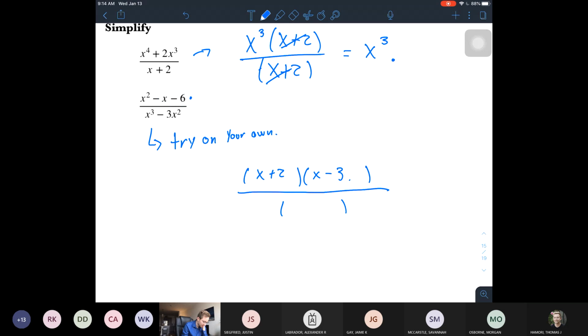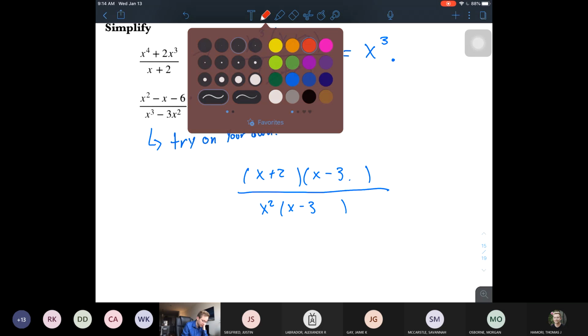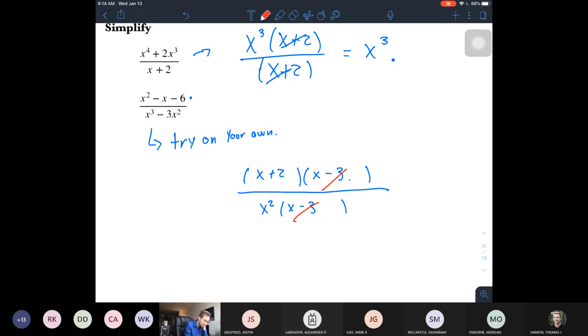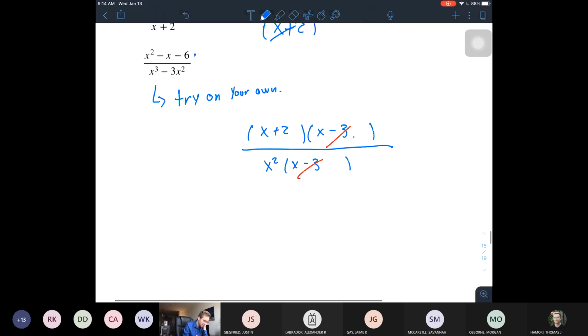Okay, great. And how about the denominator? It looks like we can just take out a GCF. What should we get for the denominator here? Yeah, Morgan's got it, Leah's got it, Justin's got it, Heidi's got it. We got x squared, and then we have x minus 3. And now we can cancel a term, right? We can cancel this x minus 3 here. And then the simplest that this thing gets is x plus 2 over x squared.